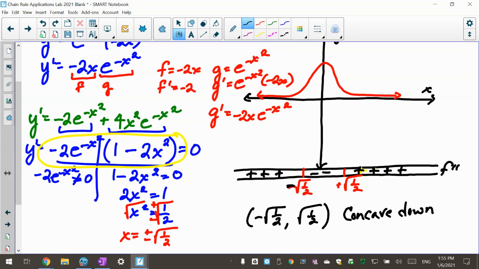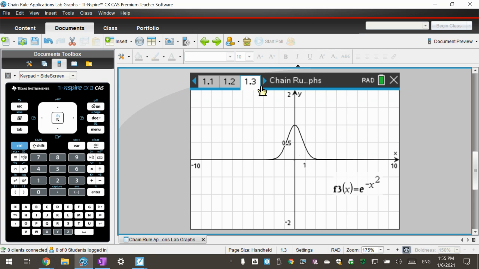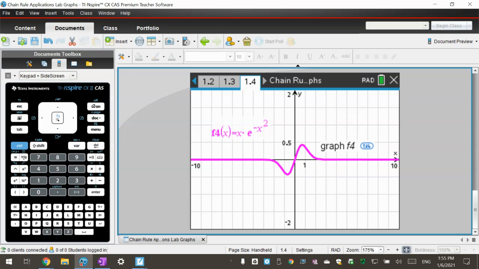Okay, so we just got one more to do. So let's do this one. This is 64. I did a little sketch. And on this one, they also want to know when it's concave down. So I actually did a graph of this one as well. And this one looks like it's concave down between 0 and 2, or on this side of it. It's just nice to know kind of what it looks like. And I use that to do my sketch.